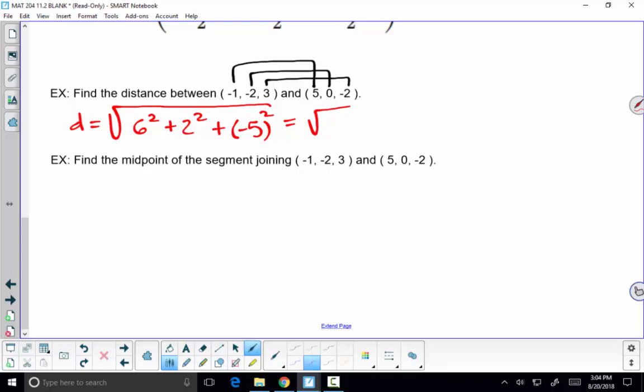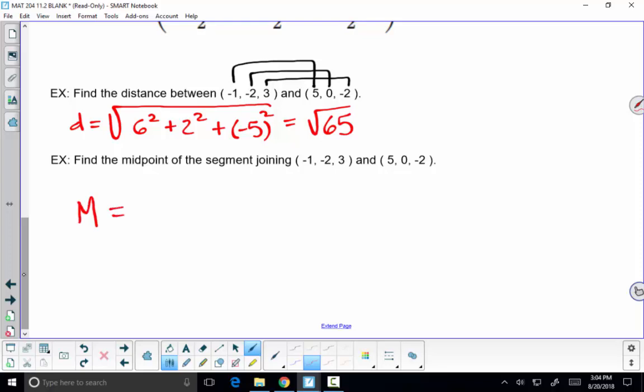So what does that all add to, like 65 then? 40, 65. And I think that's 13 times 5, right? So yeah, that would be the distance between the 2 points, assuming we subtracted correctly.